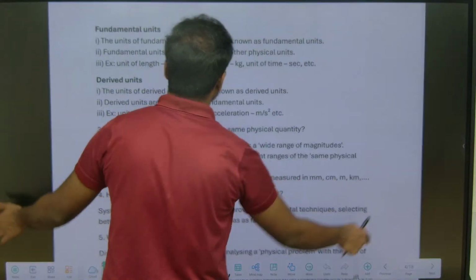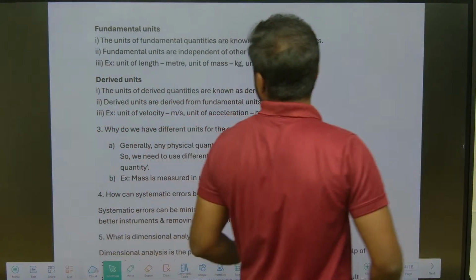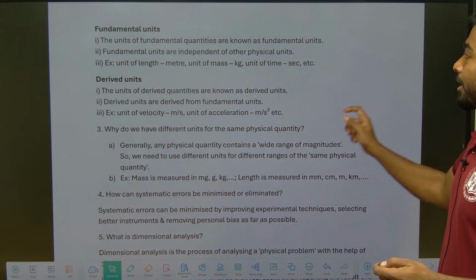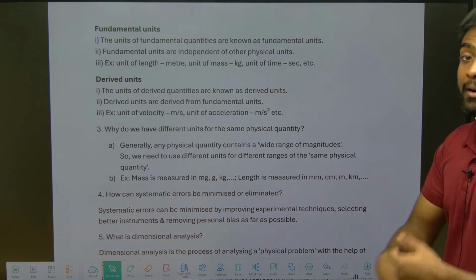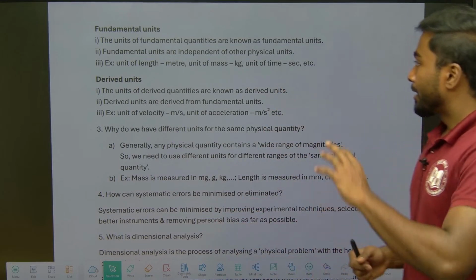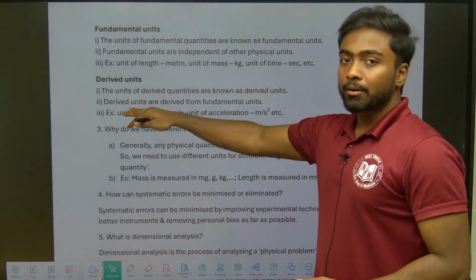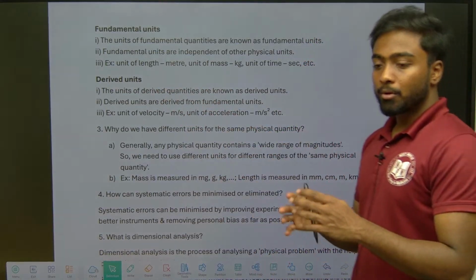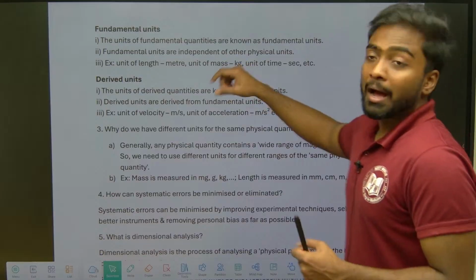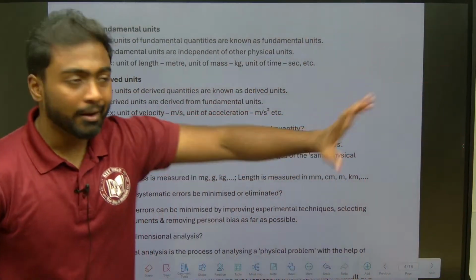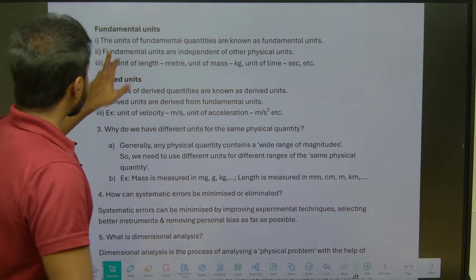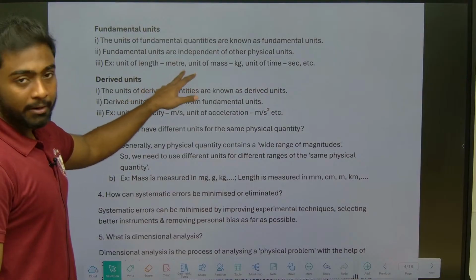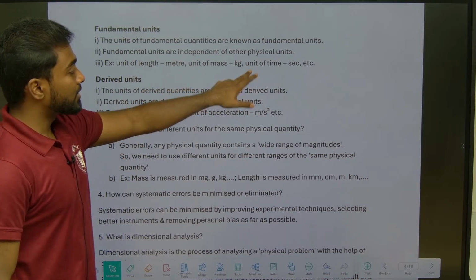So first thing, fundamental units. The units of fundamental quantities are known as fundamental units, and fundamental units are independent of other physical quantities. But derived units depend on the fundamental ones. When I talk about some quantity that is not derived from anything, it stands on its own. Examples: unit of length is meter, unit of mass is kg, and unit of time is second.